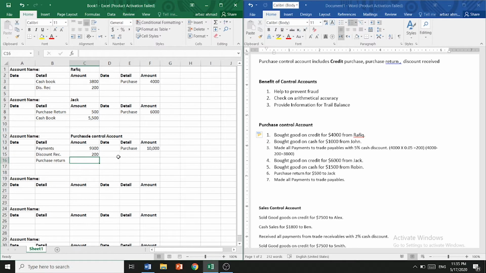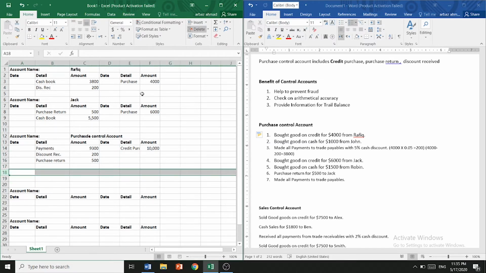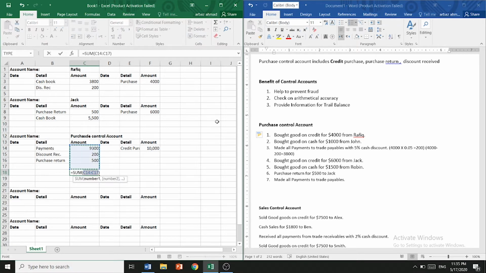Purchase return will have how much? 500. In this case we have no purchase return. Alright, so if you want to specify this one, maybe you can write credit sales, credit purchase, and then I will leave one line. Okay, I will total it up, and I will total this side, and this is balance.